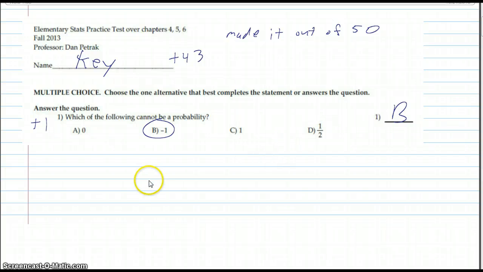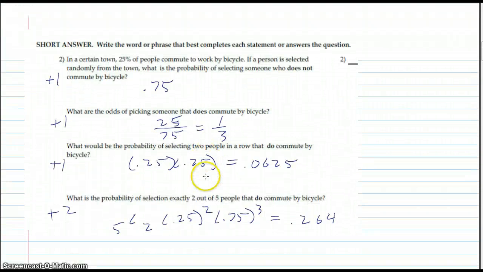So the first one here is pretty straightforward. Which one cannot be probability? Probability is between 0 and 1. B is -1, so that can't be a probability.